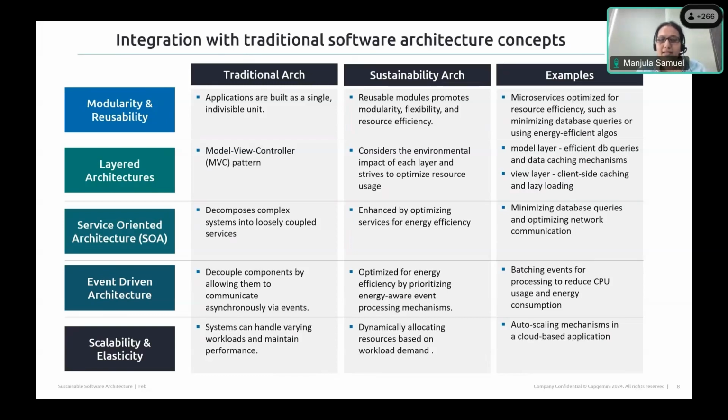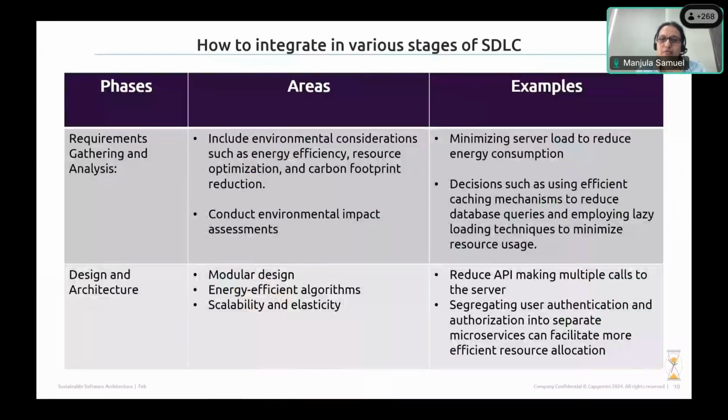So moving on to the next slide. We have to integrate at the various stages of the software development life cycle to promote environmentally conscious practices, right? These are the key areas within the SDLC, that's nothing but the software development life cycle, where we can apply these principles. Coming first to the requirement gathering and analysis phase, during the gathering process we need to identify the areas where I can increase my energy efficiency and reduce my carbon footprint, right?